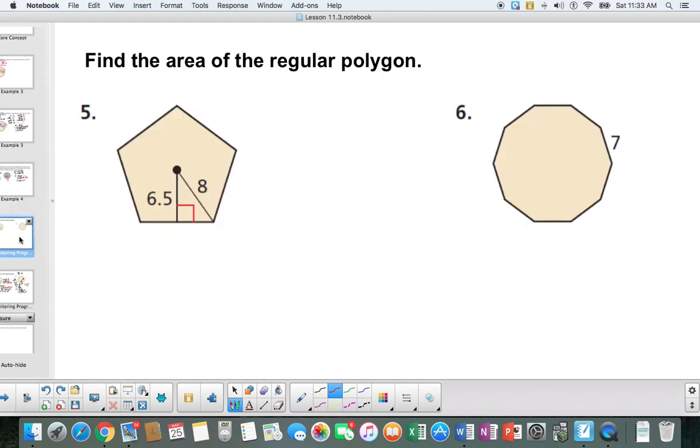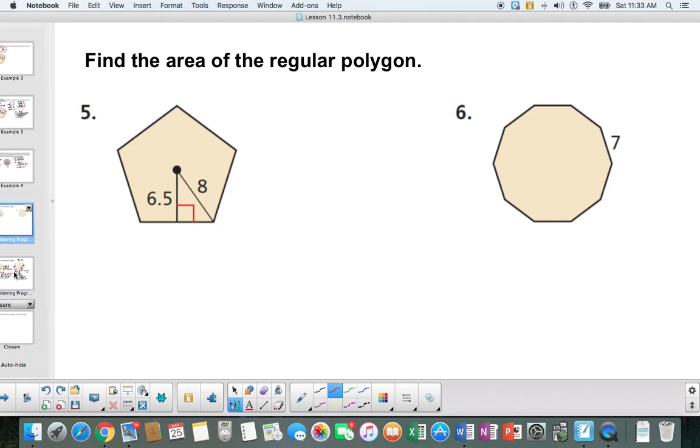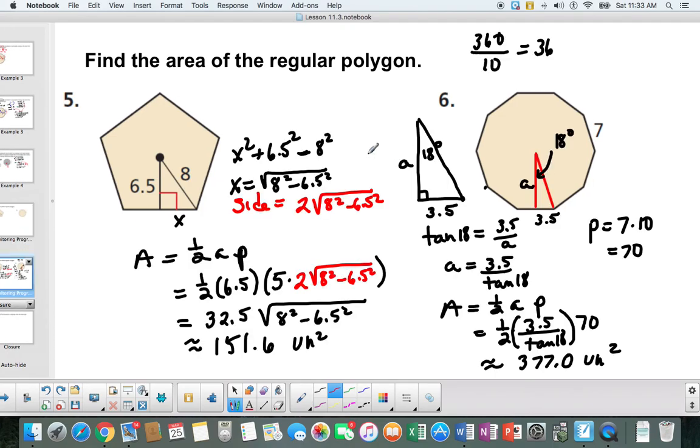Okay, your turn. Go ahead and stop the screencast and see what you can do. And here's the answer. 1/2 AP. I have my apothem. You can see my apothem is right here. So I need to figure out what X is. Once I figure out what X is, I can double that, and that'll be my side. And since there's 5 of those, I'll multiply it by 5, and then there's my answer.